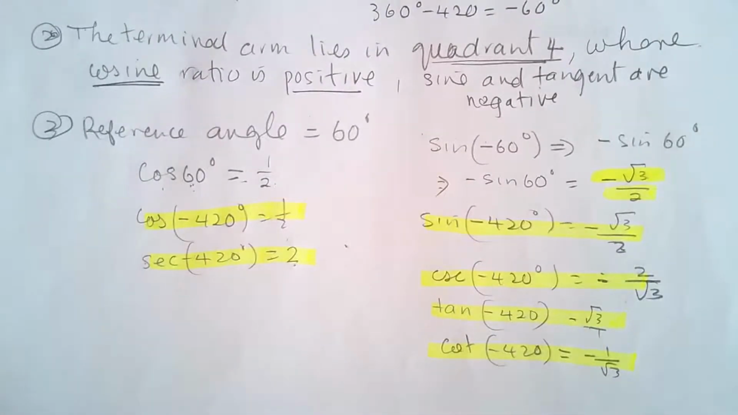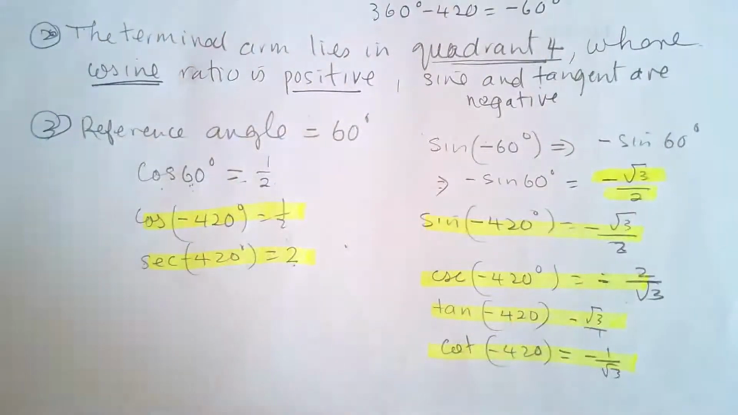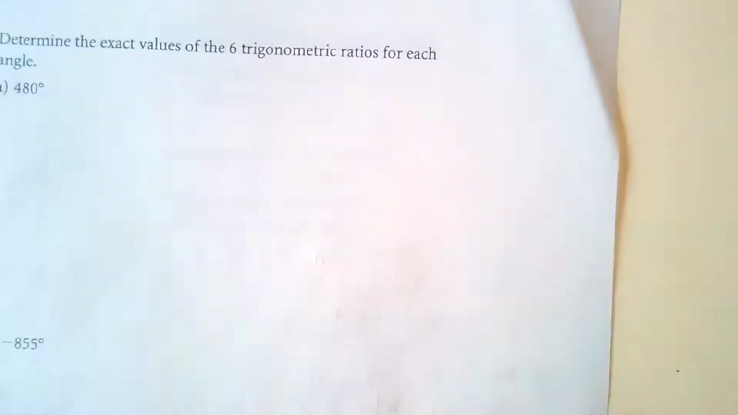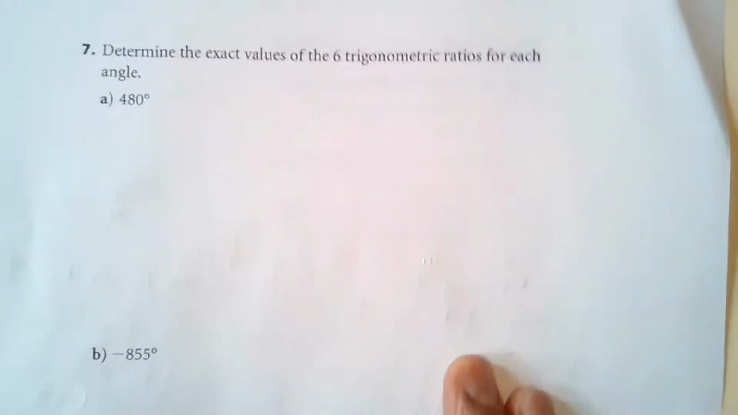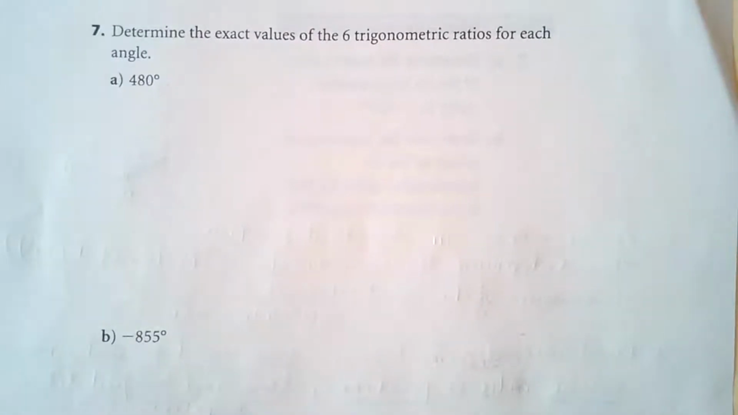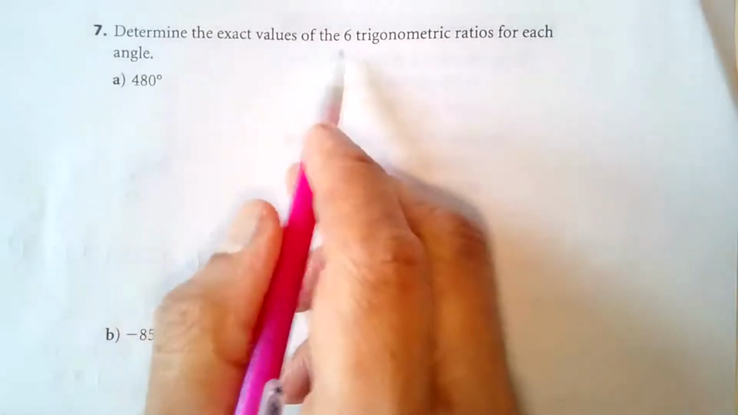Okay, that's the first one I'd like to cover. Now, there are a couple of related questions in your exercises. Let's see, oh, here they are. Okay. This is from your textbook, question 7. Determine the exact value of the 6 trig ratios.